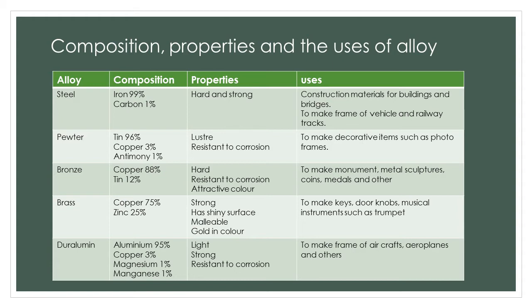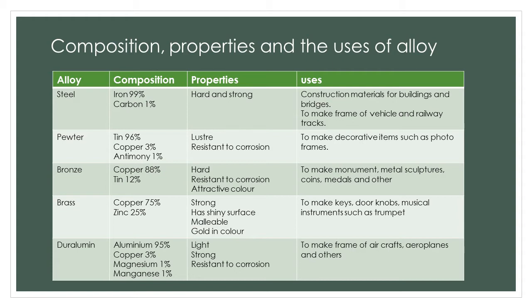Now bronze. Bronze consists of 88% copper and 12% tin. The properties of bronze: hard, resistant to corrosion, and attractive color. The bronze color is gold. The use of bronze is to make monuments, metal sculptures, coins, medals, or others. So for the third place, normally they give bronze, right? So this is an example of an alloy.